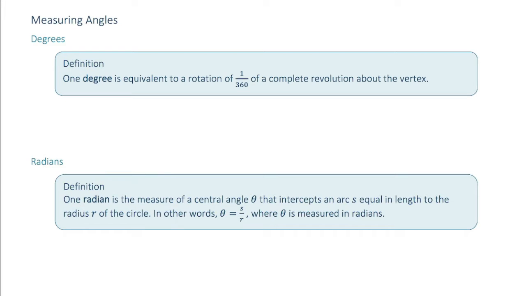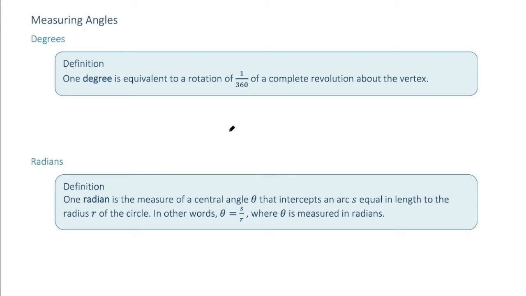We measure angles in two main ways, using two main units. The first is degrees, and the second is radians. Now, a degree is simply defined to be 1/360th of a complete revolution around the vertex.